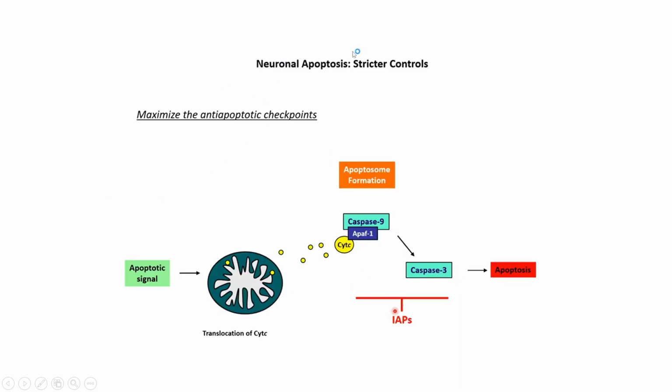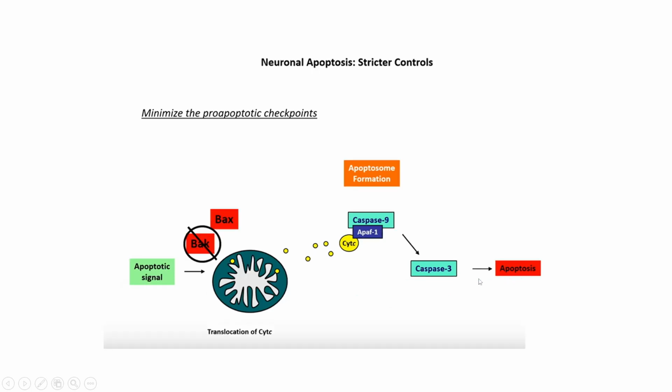So as we discussed, in the neuronal cells, there will be stricter controls so that apoptosis does not occur randomly. So first thing is to maximize the anti-apoptotic checkpoint. Okay, the anti-apoptotic checkpoints are over here in the neuron. An additional checkpoint is present, such as IAP, which inhibits this caspase-9 activation of caspase-3 and the apoptosis pathway. And the second thing neuron cells do is that they minimize the pro-apoptotic checkpoint.